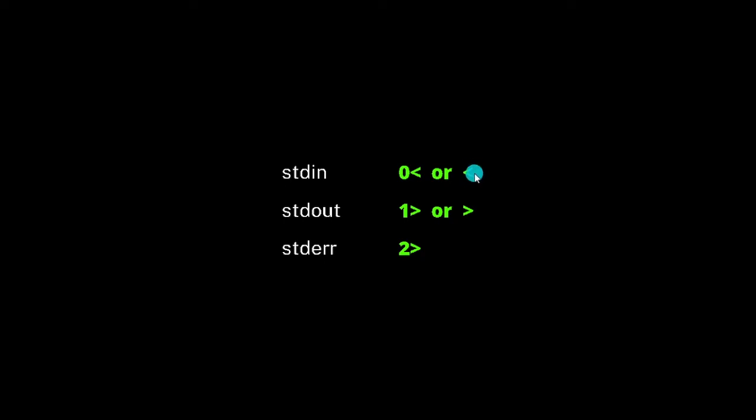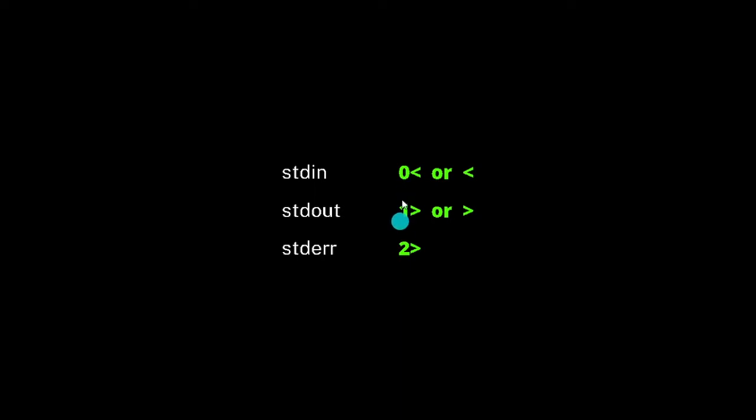You can use this less than symbol or 0 less than, but for the greater than symbol we have a collision. That is why you can either use this greater than symbol for just stdout, or 1 greater than. But for stderr you cannot use greater than, otherwise it will redirect stdout. To redirect errors to a file or to nowhere, like I will show you what is nowhere, you have to use 2 greater than.